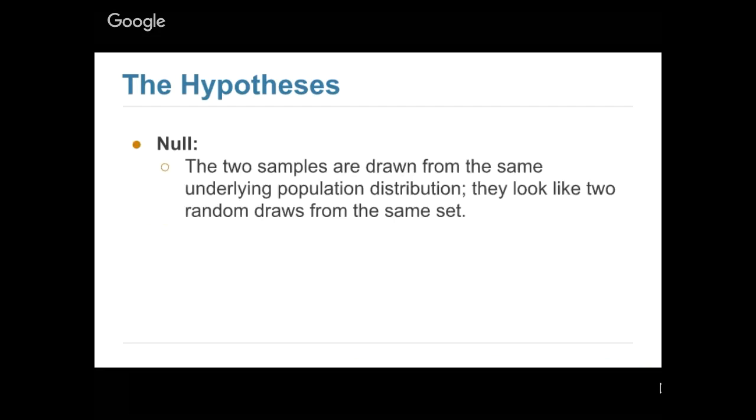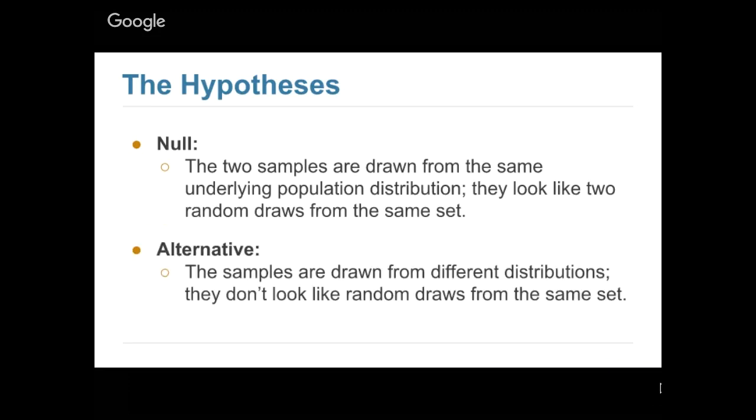Usually our null hypothesis for this case is that the two samples are drawn from the same underlying distribution. They look like two draws from the same set. So for our two teams' footballs, the drops in pressure are drawn from the same place. There's not much difference between the two. Our alternative is that although the samples look different, they are in fact different. They came from different places.